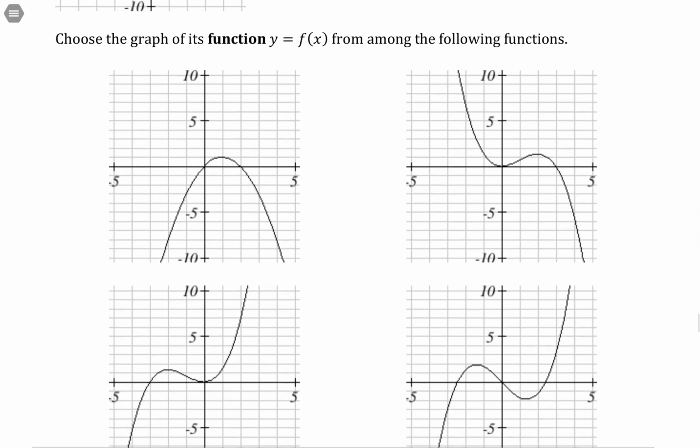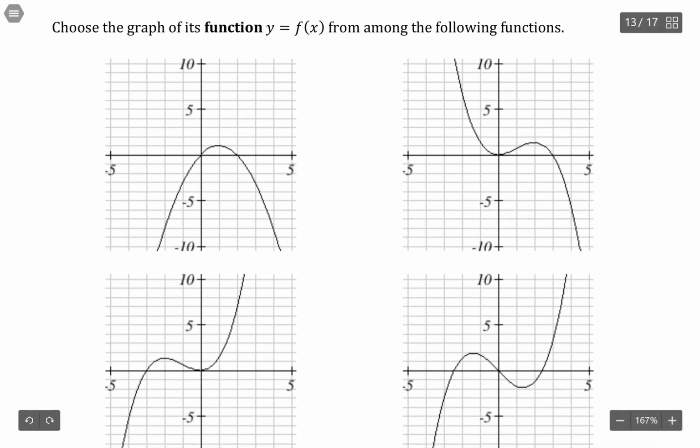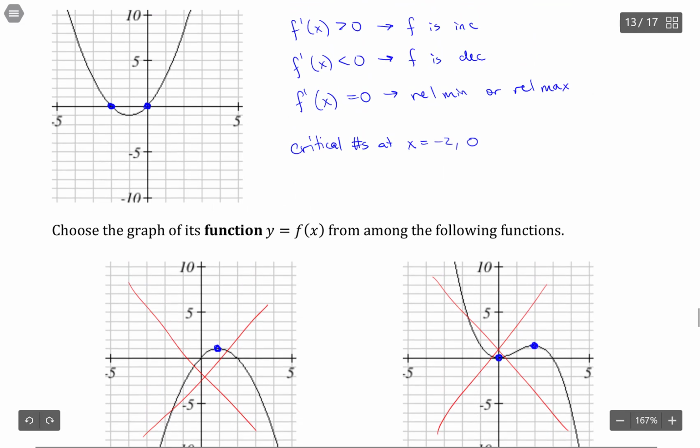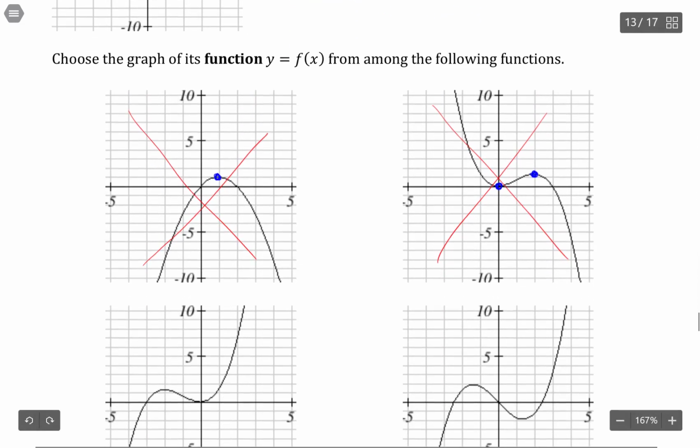So if we look at all the options, this one has a critical number at 1. So that doesn't work. We can throw that out as an option. This one has a critical number here at 0 and at +2, which is close, but still doesn't quite match up because we're looking for critical numbers at -2 and 0.